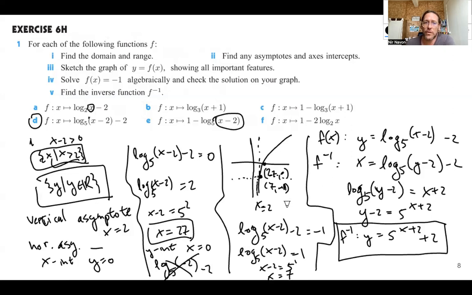Sketching the graph and showing all important features. So this would be the graph of the logarithmic function, where we state the vertical asymptote and the x-intercept. Solving algebraically, this would be a logarithmic equation. And finding the inverse, we switch between the x and the y of the function, and then we isolate the y. So those are the key things that we'll see again and again in all different functions for finding the inverse functions as well. And reminding you of the reflection over the line y equals x.